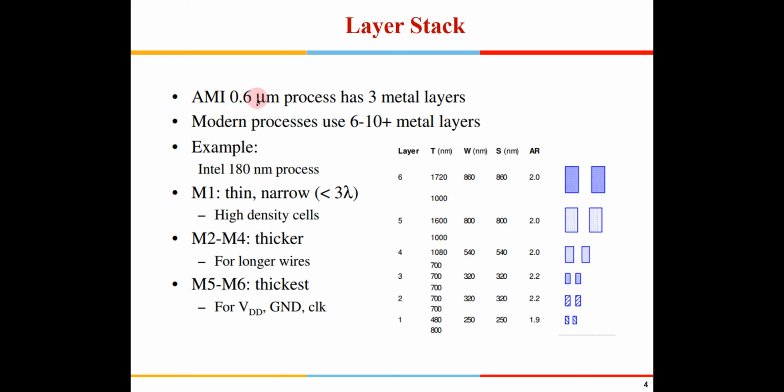Now if you see here, in 600 nanometer technology, it just had 3 metal layers. Most of the modern processors use 6 to 10 metal layers, whereas 180 nanometer processors use 6 layers. The first layer, M1, is the closest to the transistors.